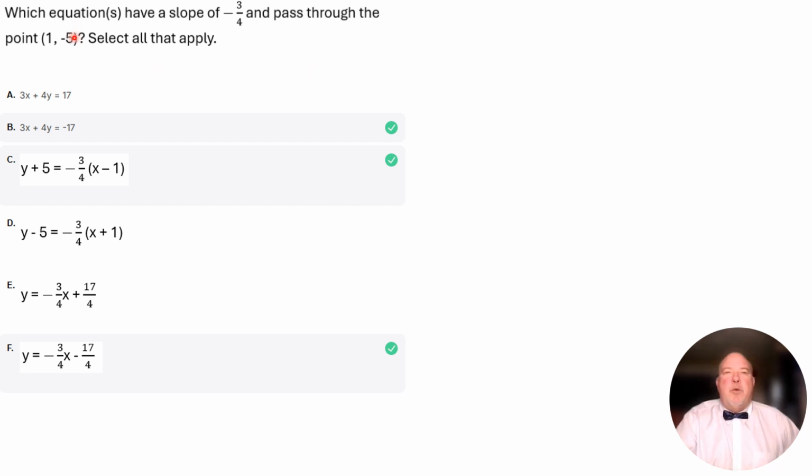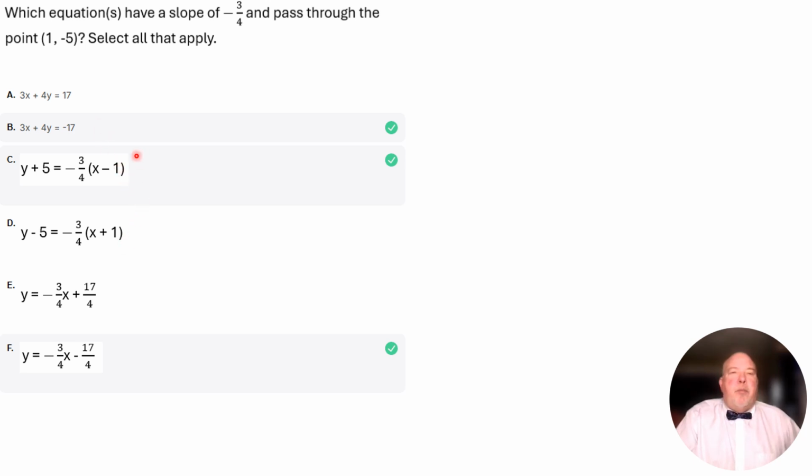So the question says, which equation or equations have a slope of -3/4 and pass through the point (1, -5)? Select all that apply. And so we have these choices here, and these are all linear equations. The first two are written in standard form, ax plus by equals c, which isn't very useful because you can't tell the slope from that.